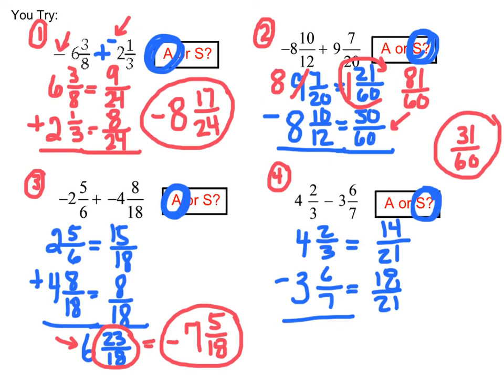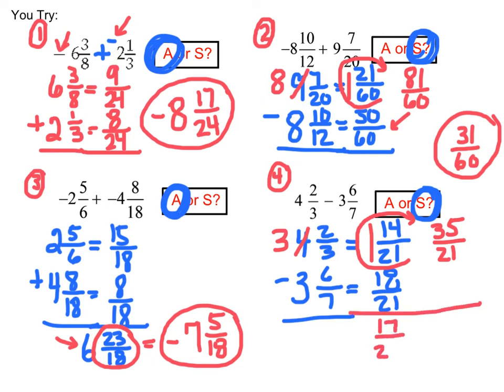So once I find my common denominator, I have 14 21sts minus 18 21sts. I can't do that, so I'm going to go ahead and borrow. That makes 35 21sts minus 18 21sts, which is 17 21sts. And then in front, our whole numbers, 3 minus 3 is nothing. So our final answer is 17 over 21.